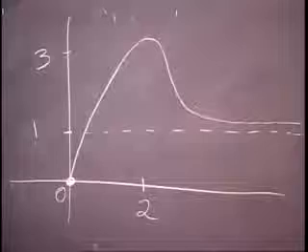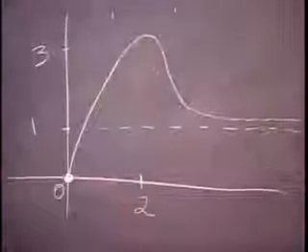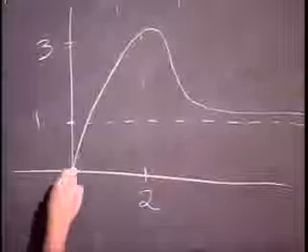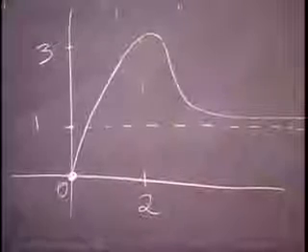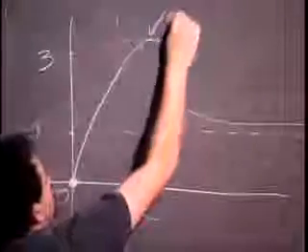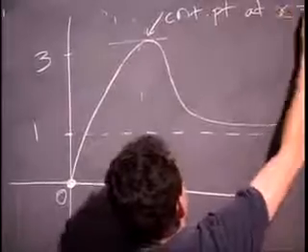Okay, the maximum is at 2, and the maximum value is 3. How about the minimum? The minimum is at 0, and the value is 0. Now, if you tried to use the previous method, you would find there was one critical point here, at x equals 2.